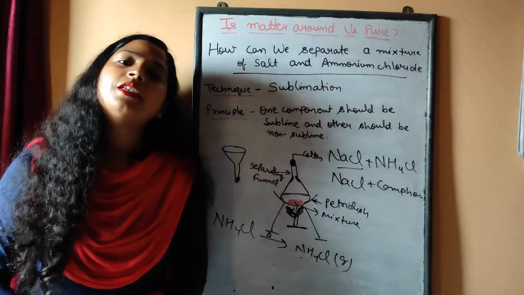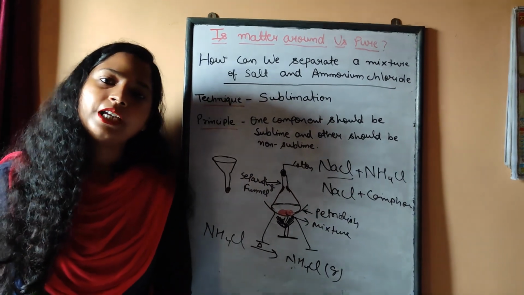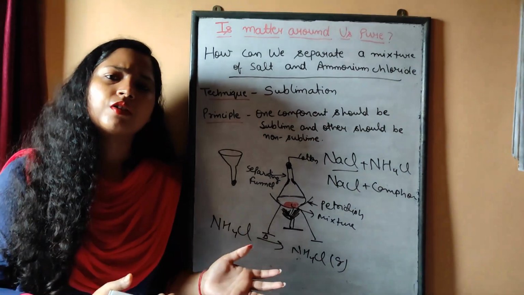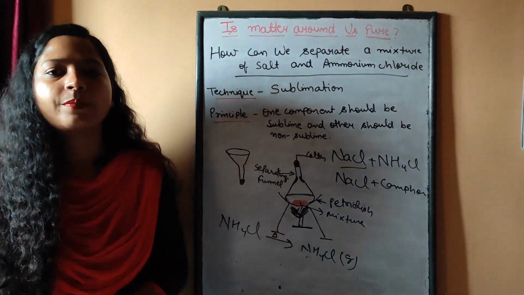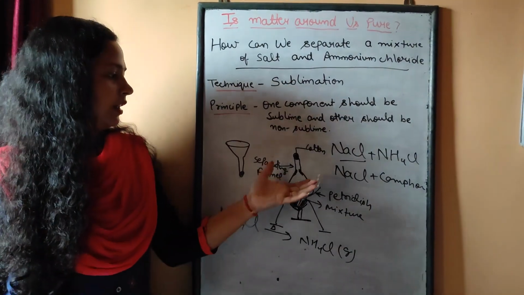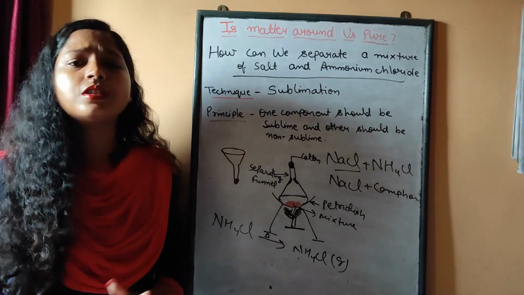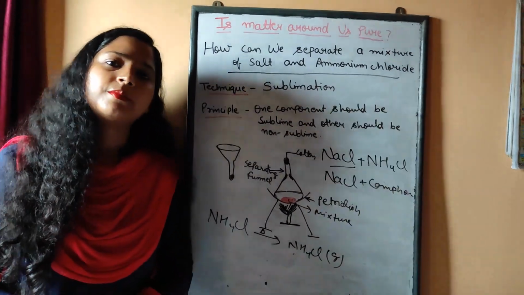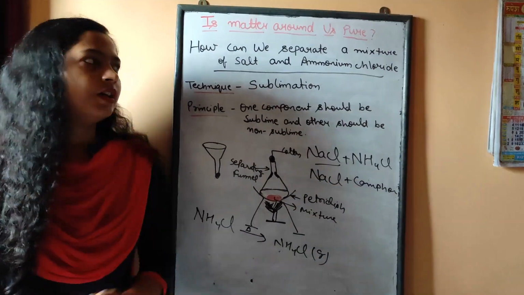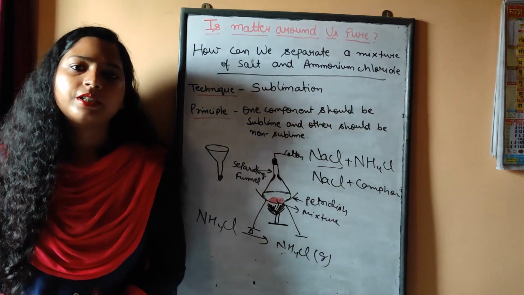So this is the method to just separate the mixture of sublime and non-sublime material. That is any of the material like salt or ammonium chloride, which is the topic. Since ammonium chloride being sublime, they just solidify here, and the normal salt, that is the common salt, being non-sublime, is there in the petri dish. So this is about the separation of sublime and non-sublime material.